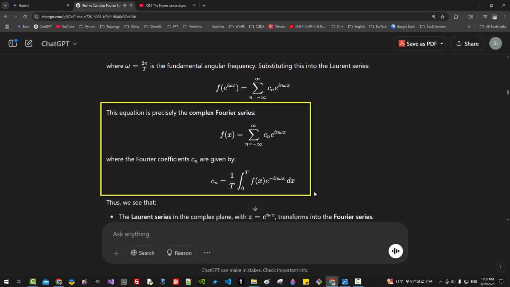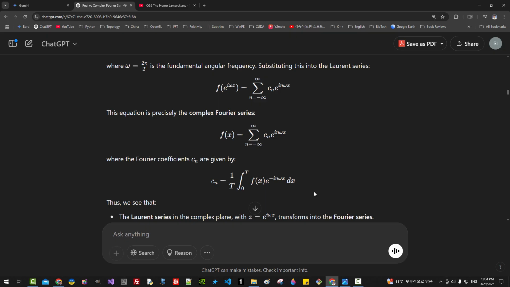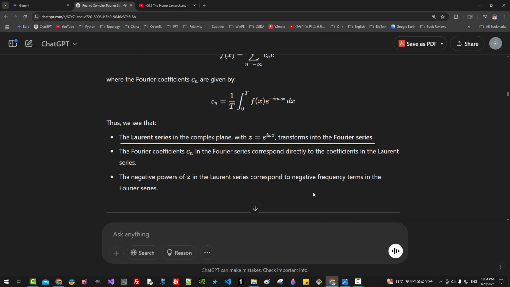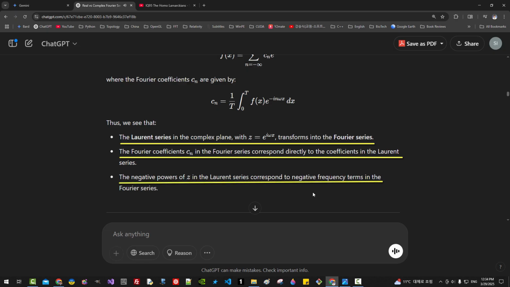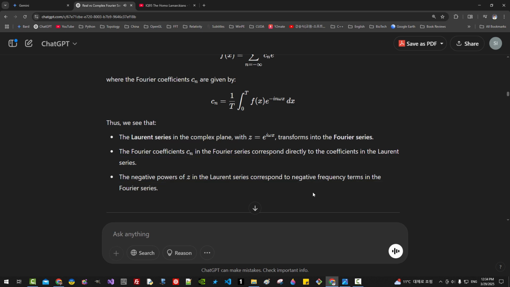f of x equals the sum from negative infinity to infinity of Cn e^(i n omega x), where the Fourier coefficients Cn are given by Cn equals 1 over T times the integral from 0 to T of f of x e^(-i n omega x) dx. Thus we see that the Laurent series in the complex plane with z equals e^(i omega x) transforms into the Fourier series. The Fourier coefficients Cn correspond directly to the coefficients in the Laurent series. The negative powers of z in the Laurent series correspond to negative frequency terms in the Fourier series.